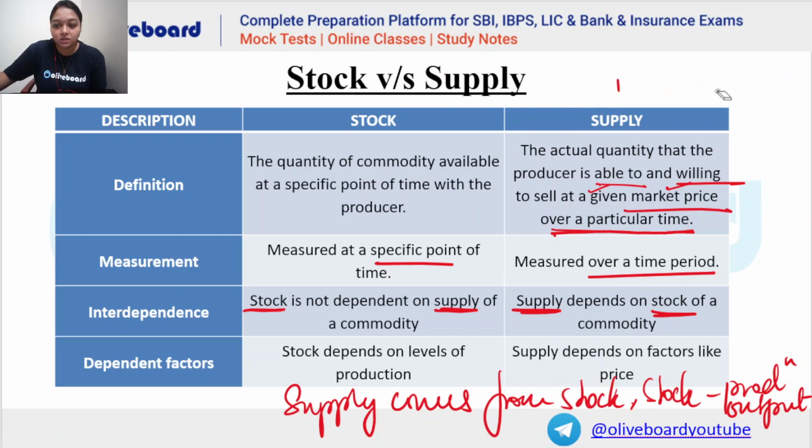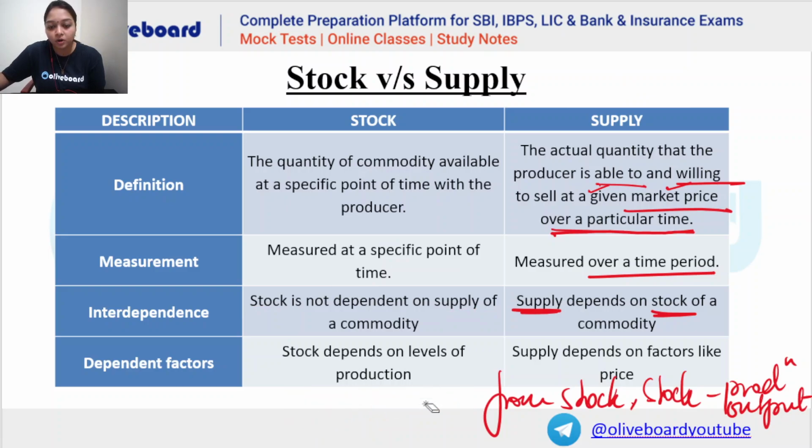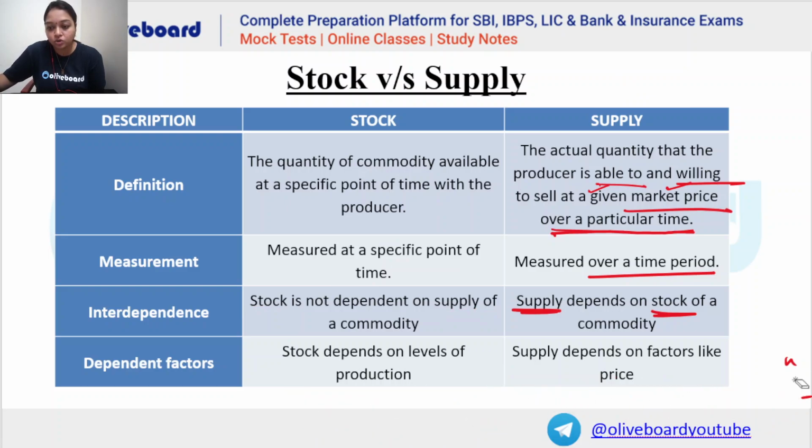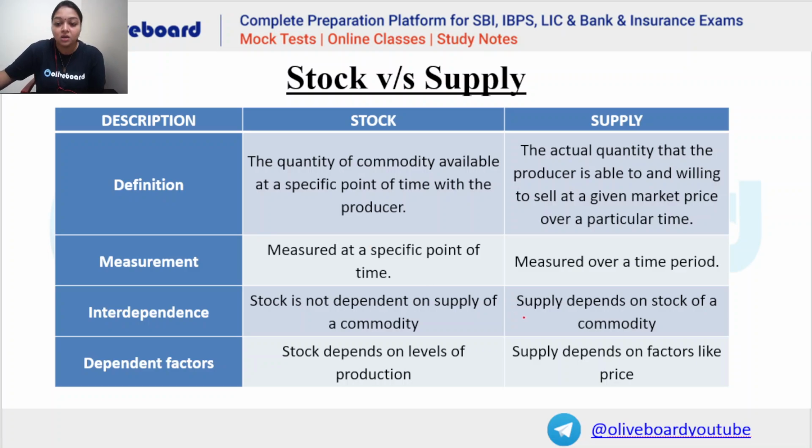So what is the last difference? The last difference is dependent factors. Stock depends on production levels, obviously. Like I told you, stock depends on output produced, so it will depend on how much output is being produced, right? So that is its dependent factor. Supply depends on factors like price.